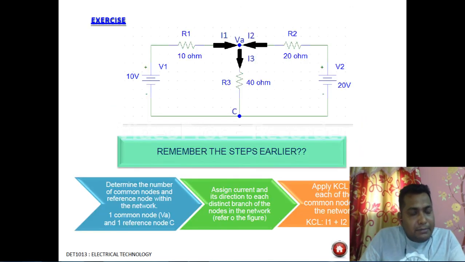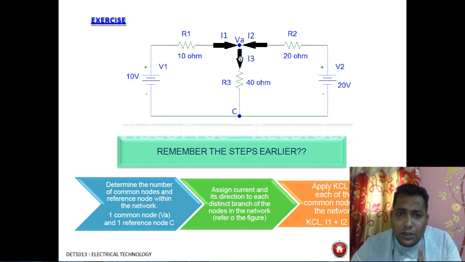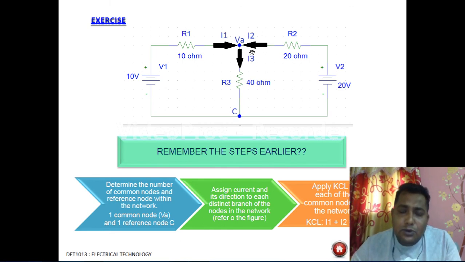This is our problem. In this problem, follow my point, this VA node we have considered, and we have seen that this is incoming, this is incoming, this is outgoing. So this plus this is equal to this one, or we can write I1 plus I2 minus I3 is equal to 0. So we can write I1 plus I2 is equal to I3, that equation. Now what is I1? I1 is the current between this voltage and this voltage, 10 minus VA by the resistance value 10.